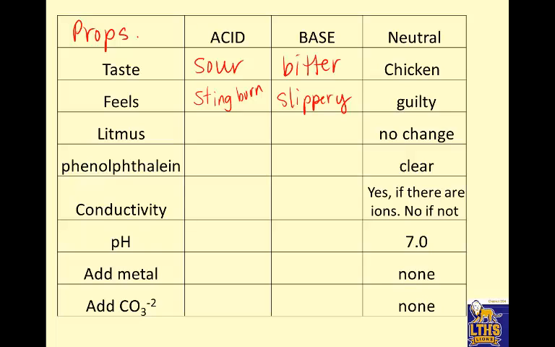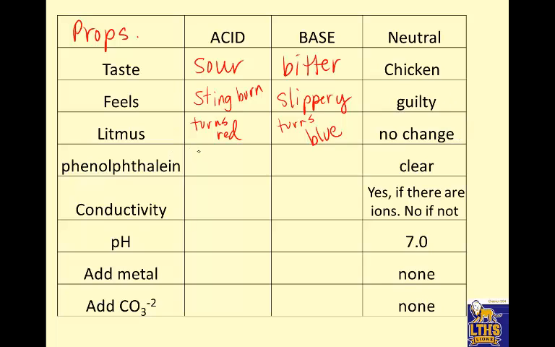All right, litmus. Litmus is called an indicator, and litmus changes colors when it's exposed to acids or bases. If litmus is exposed to acid, it'll turn red. Blue to red, acid. And a base turns litmus blue. So litmus is an indicator, and it indicates an acid by turning red. It indicates a base by turning blue. Neutral things will not change litmus paper's color.